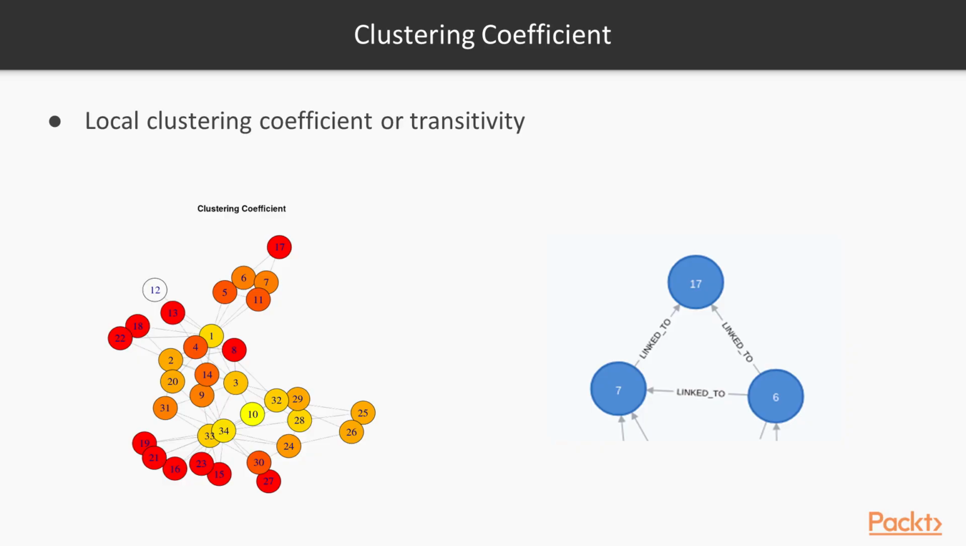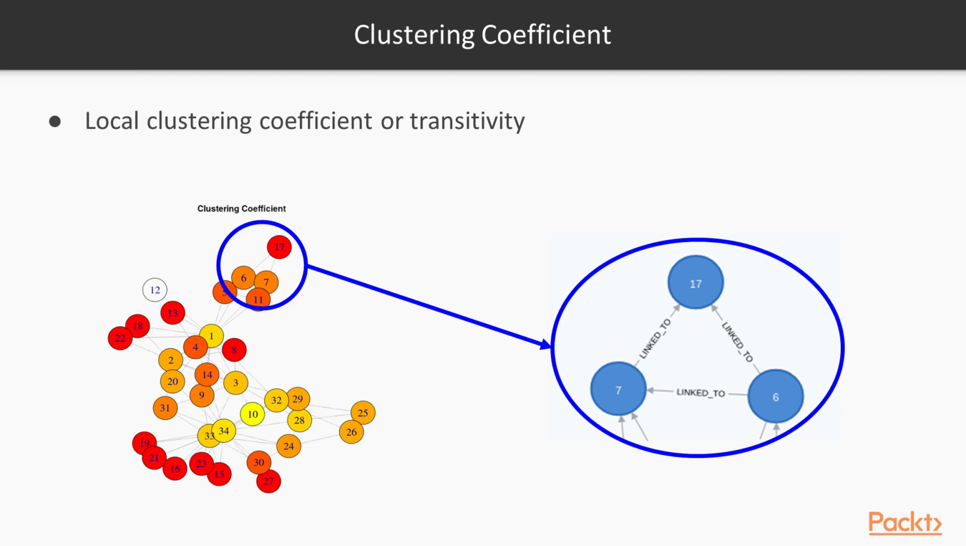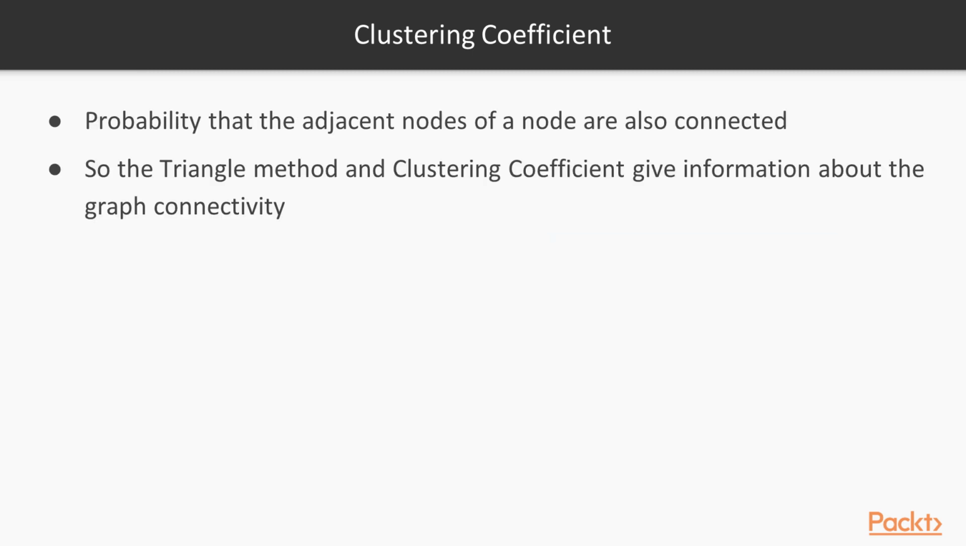The coefficient is known as the clustering coefficient or transitivity. It measures the probability that a given node's neighbors are also connected. If we look at node 17, for instance, which is one of the nodes with a coefficient of 1, we realize that it has only two neighbors, and those neighbors are connected. So the probability for its neighbors to be connected is 1. So the triangle method and clustering coefficient give information about the graph connectivity and can help understand the network structure.